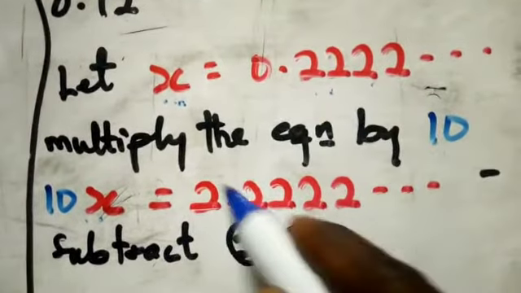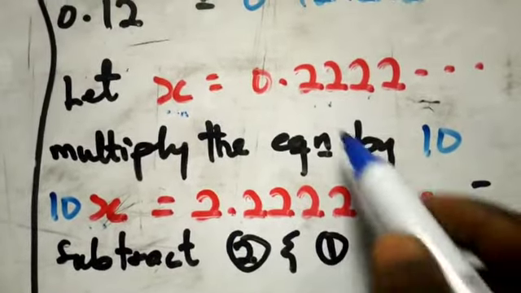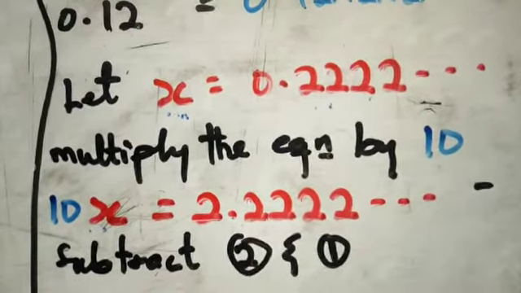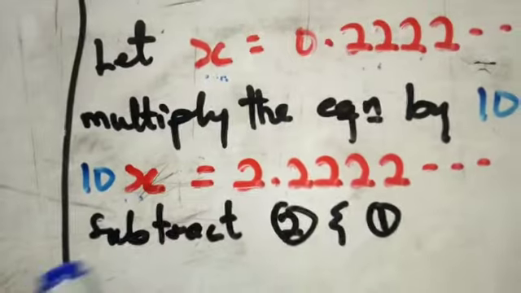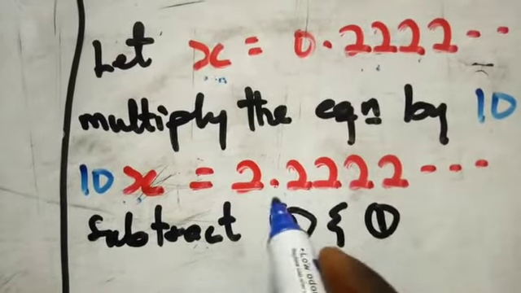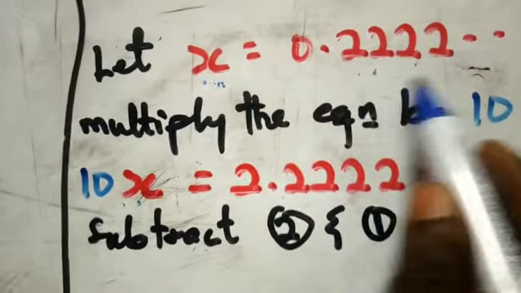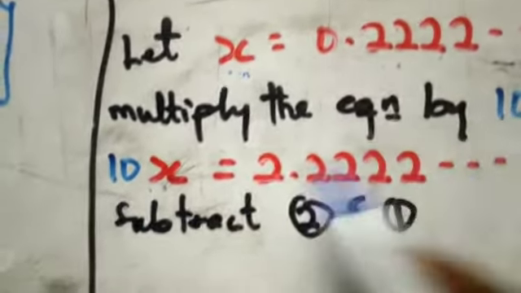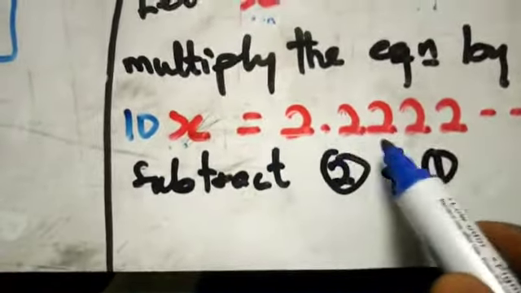So that is what gives 2.2222. Obviously the numbers keep on repeating themselves. Is that okay? Still the value is the same here. So what you are going to get is 10x is equal to 2.2222. The repeating continues because the 2 continues up to infinity. So I'm having 10x is equal to 2.2222.